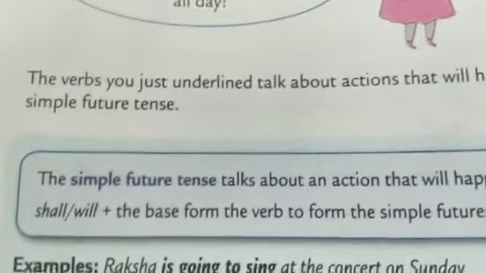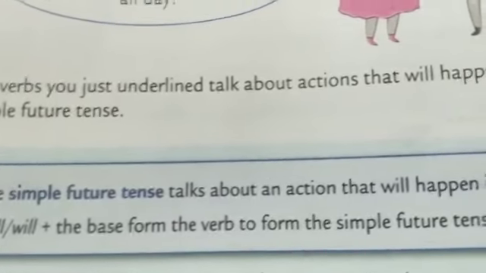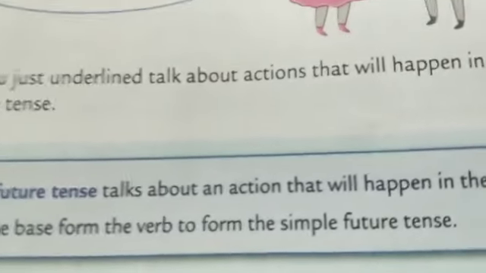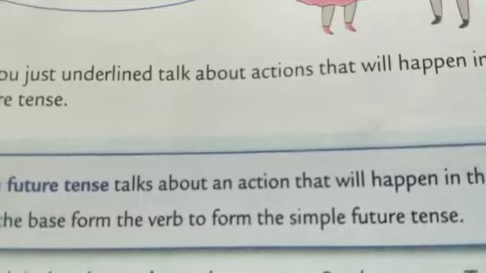We use shall or will with the base form of the verb to form simple future tense. So, simple future tense talks about the actions that will happen in future. So, the construction of the sentences is subject plus either shall or will plus the base form or the V1 form of the verb. Now, let's see certain examples.